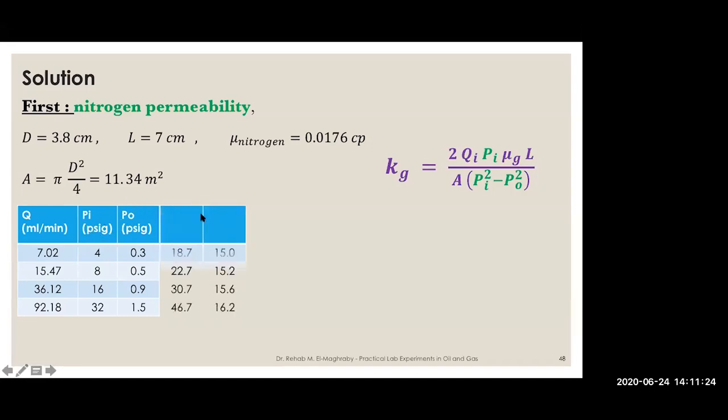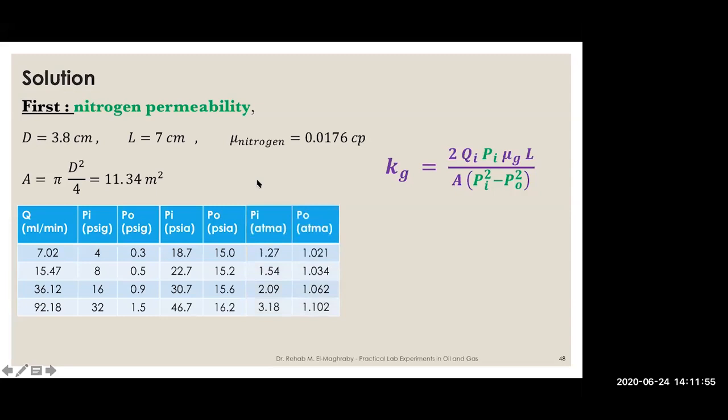Because this is psig, you will convert it to psia, which is the absolute pressure. You will add 14.7. So for this column you will add 14.7, and for this column you will add 14.7, and you will get the new inlet and exit pressures. For this equation, the units of pressure should be atmosphere or Pascal. You have to convert atmosphere to Pascal at the end, but you can work with either.